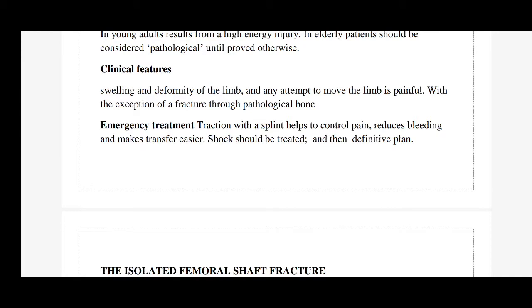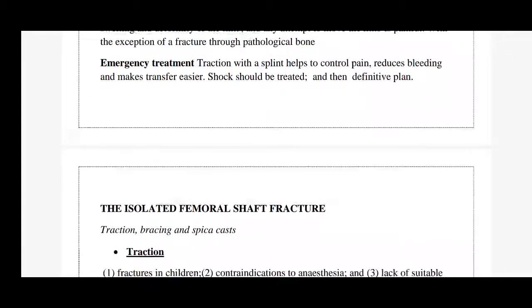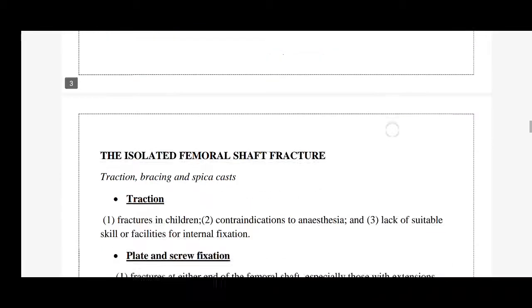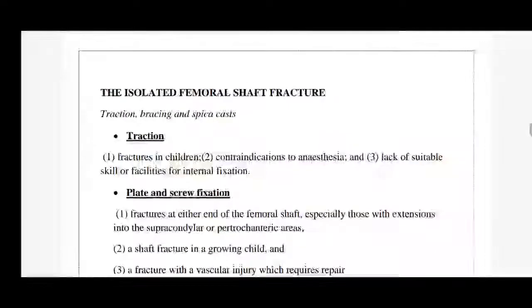As we know, the patient may lose about 1,500 to 2,000 ml of blood, and then the definitive plan for fixation is judged accordingly. For the isolated femoral shaft fracture, the first step is traction, bracing, and spica cast, especially in children.